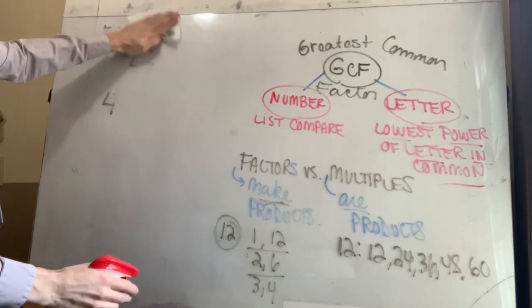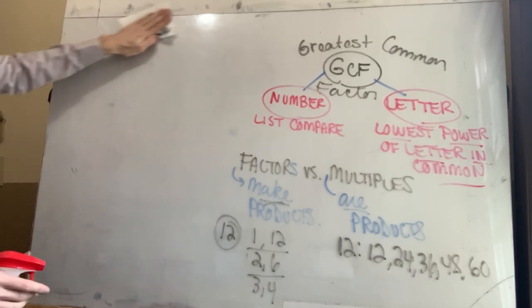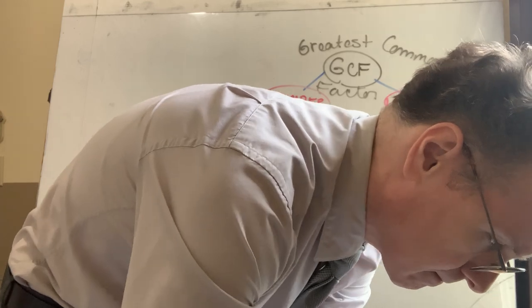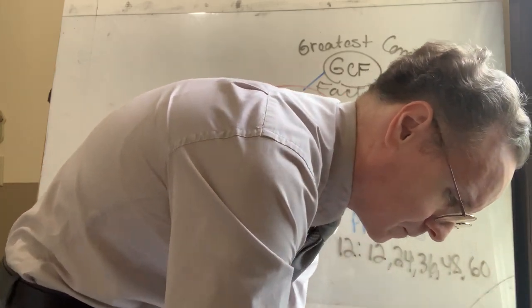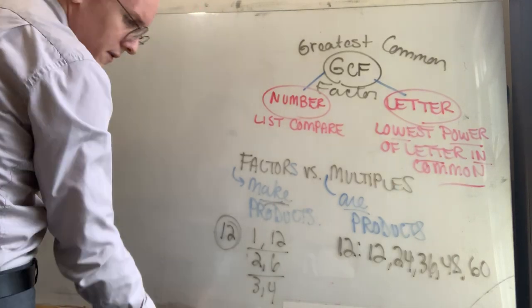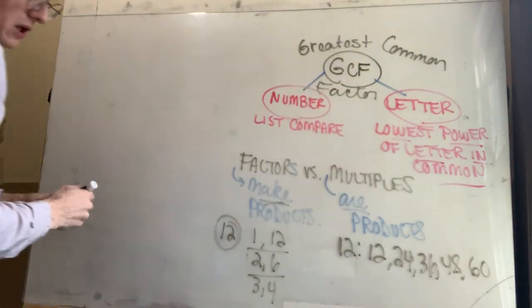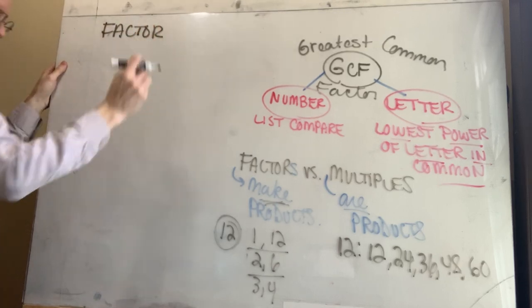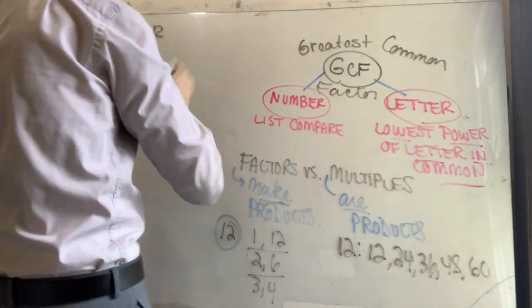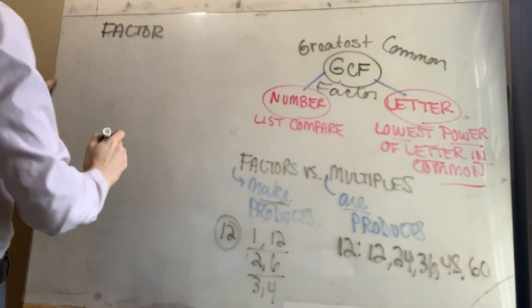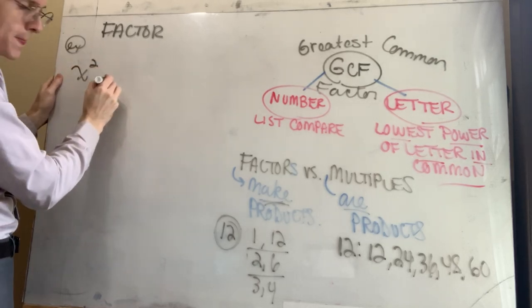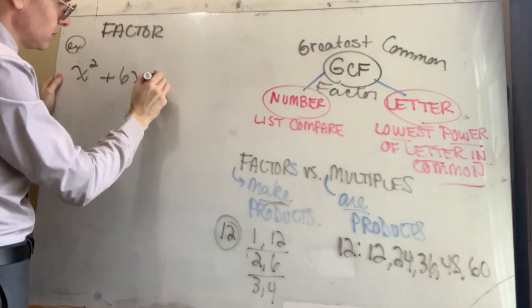Let's do something a little bit more complicated. Here's another one you probably have seen in your life. You're still factoring here for practice. That's a much better marker. This one is kind of crummy, so I'm going to put that here. Factor x squared plus 6x plus 8.